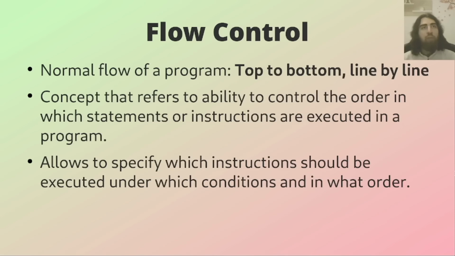The normal flow of execution in a program would be from top to bottom, line by line, but we can actually manipulate the flow of a program. And flow control is a concept that refers to the ability to control the order in which statements or instructions are executed in a program. It allows to specify which instructions should be executed under which conditions and in what order.